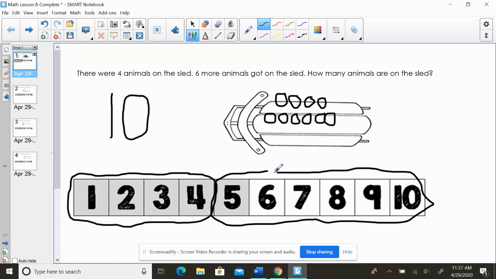And remember, when we use the number path, the last number circled is our answer. So there are 10 animals on the sled, which matches our first picture we did. 10, 10. So we know our answer is correct. Good job, boys and girls.